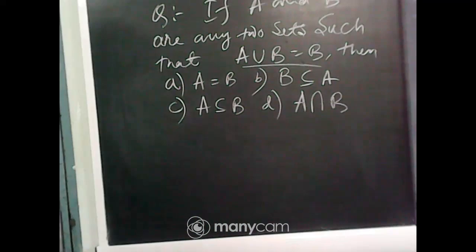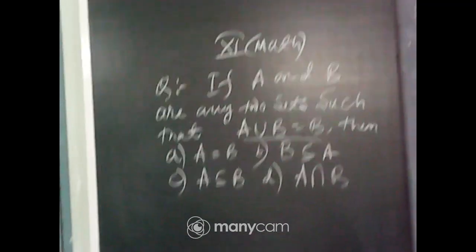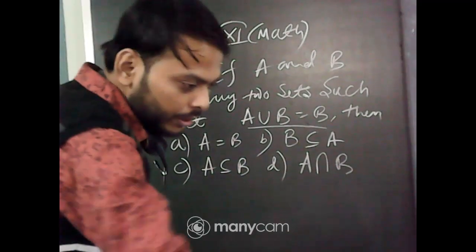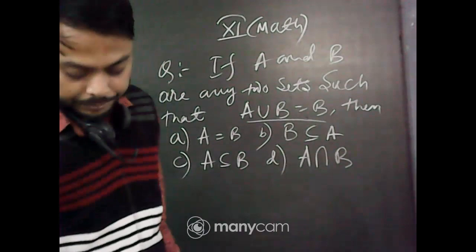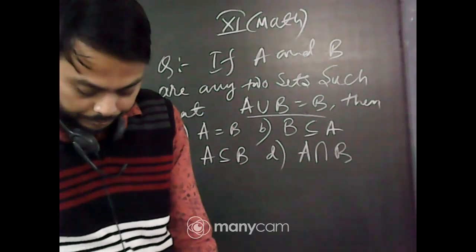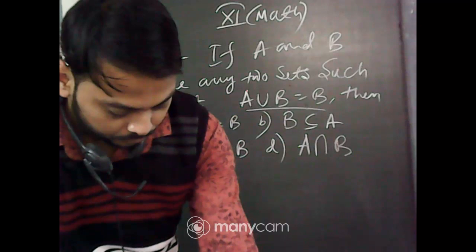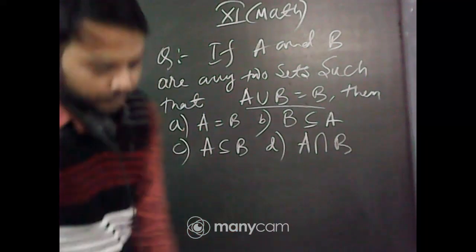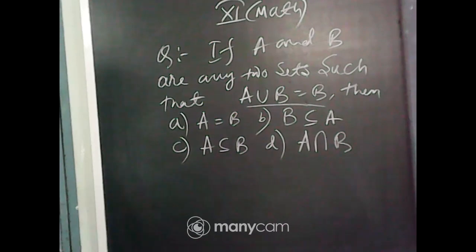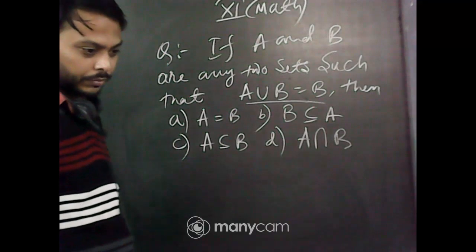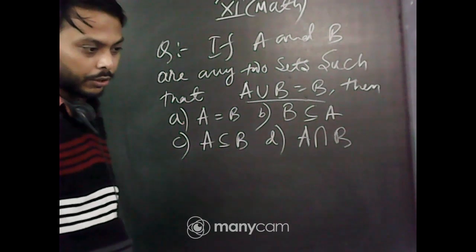Try to do it. I am waiting. Try to do it and then type me the answer. You are saying option C. What's the logic? You are saying A subset B. Can you explain it, Krishnendu?